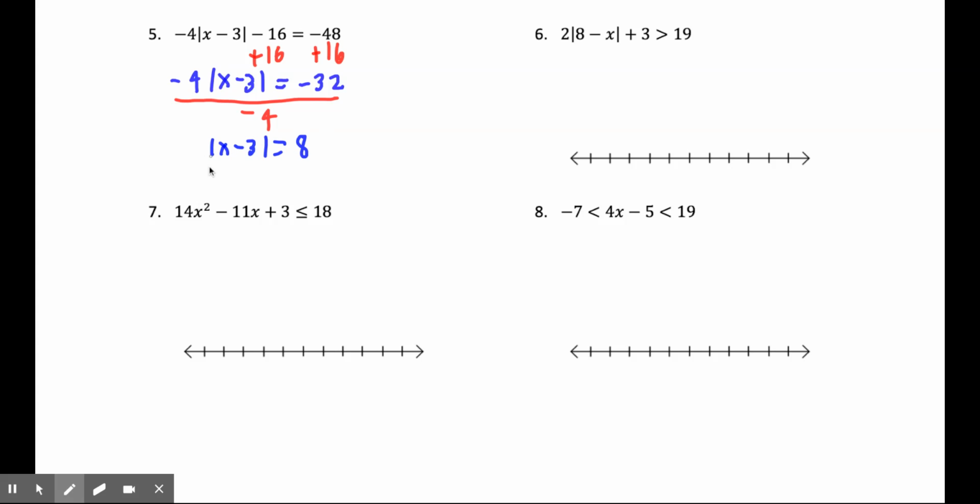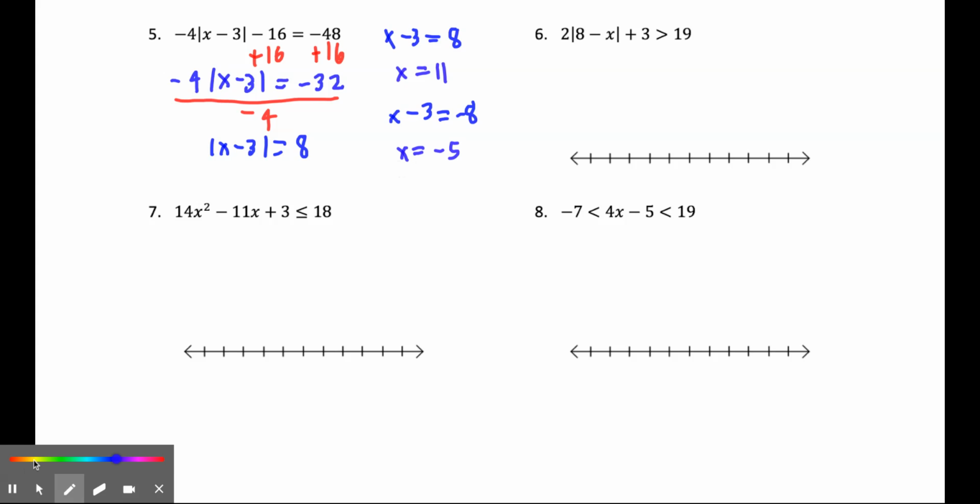And that does make sense because your absolute value should equal a positive number. So you keep going and make 2 equations. So you have x minus 3 equals positive 8 and x minus 3 equals negative 8. And then you add 3 to both sides, and here you get x equals 11, and here you get x equals negative 5. And those are your 2 answers.